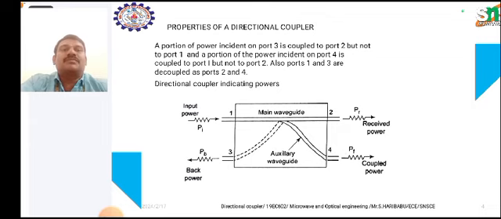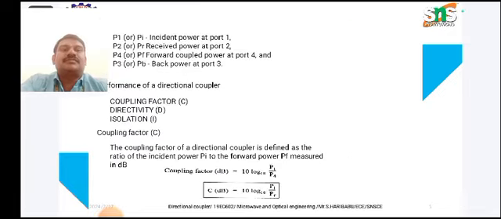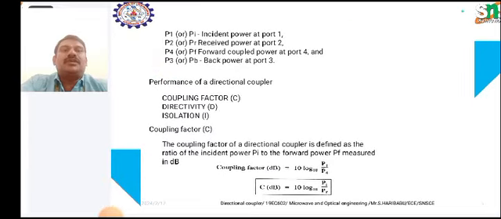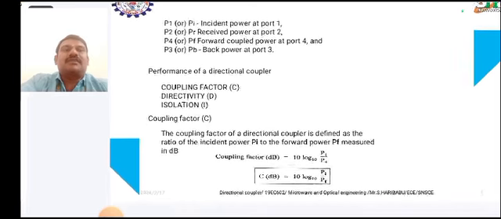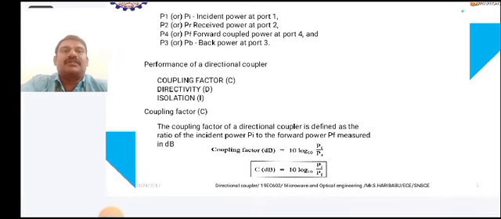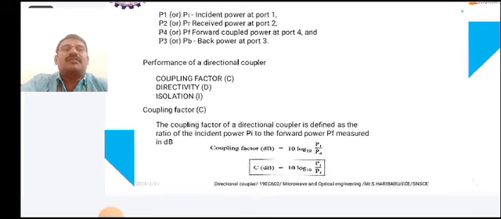The directional coupler indicates power: P1, P2, P3 and P4 are represented as incident power, received power, back power and forward coupled power, as mentioned. Performance of the directional coupler: coupling factor, directivity, isolation. Coupling factor. What is coupling factor?